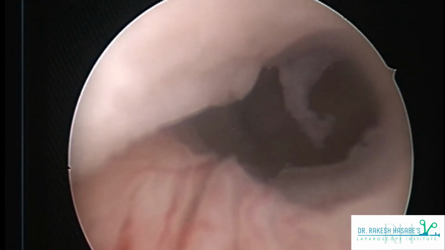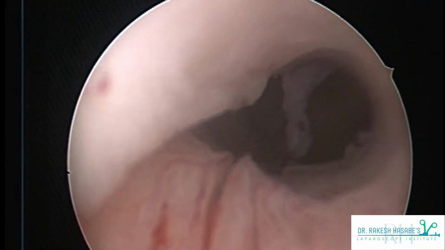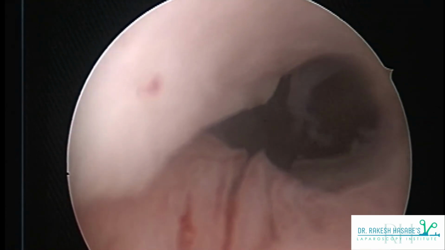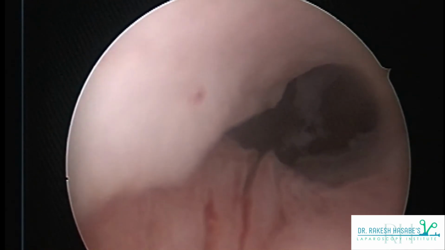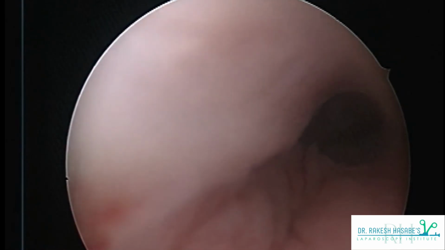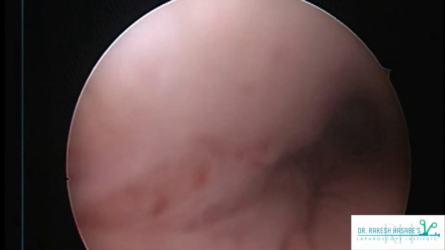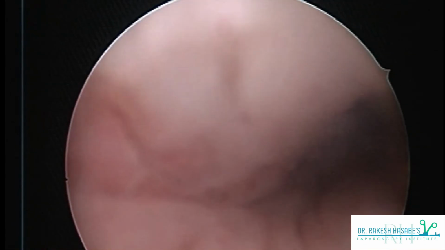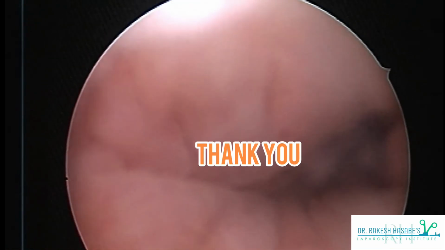So I have completed my diagnostic hysteroscopy. The only positive finding was that the vascularity was found to be on a lesser side, and hence I have planned D and C curettage, and I will send the endometrial sample or specimen for TB PCR.